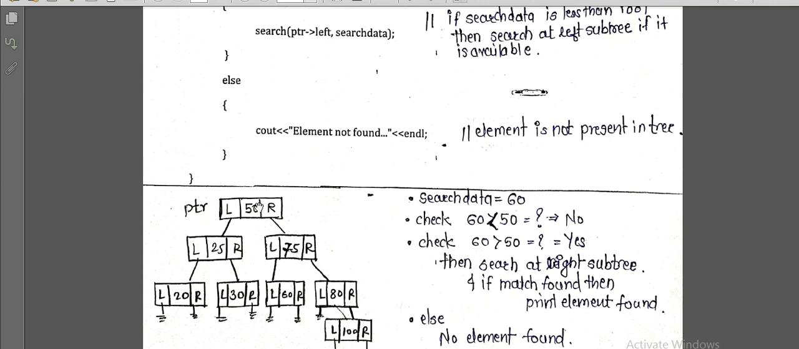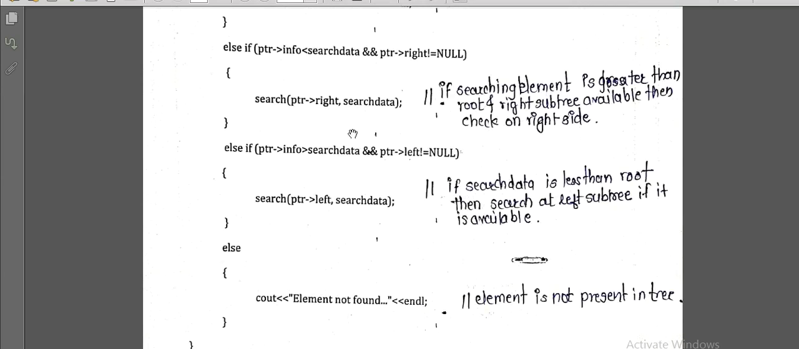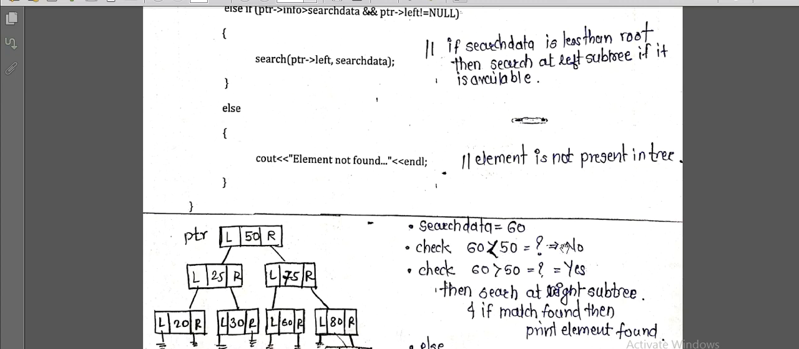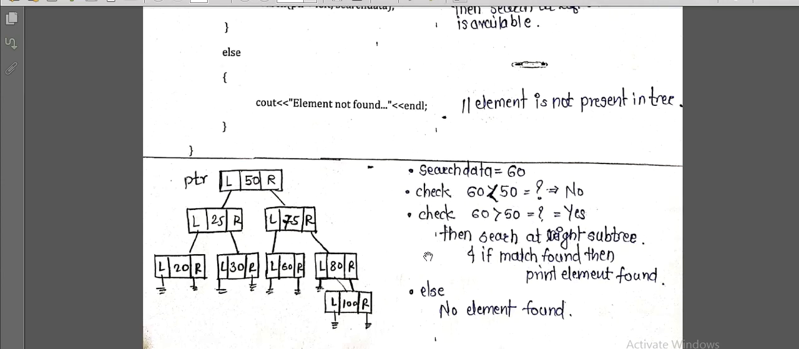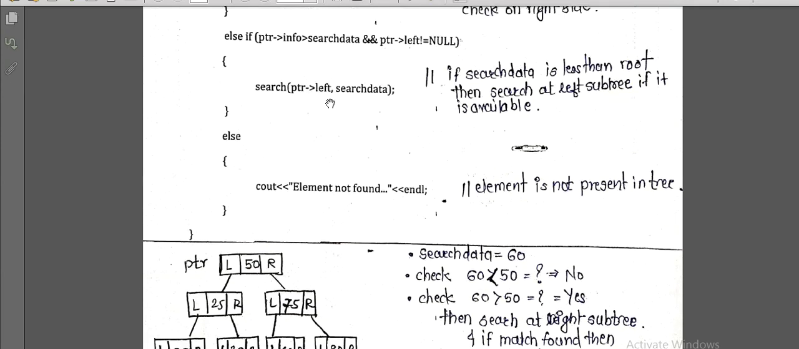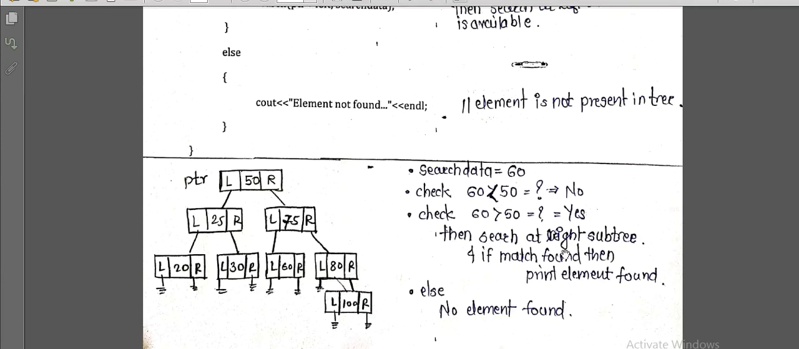Here we will check first whether 60 is less than 50. So the answer is no. In the first case it is not satisfied because 60 is not less than 50. So we have to check for the next condition: 60 is greater than 50, means here yes, 60 is greater than 50. Then the answer will be yes. Then we have to search at the right subtree. So we are moving to the right subtree, and if a match is found, then we have to print that element. Again we'll come to 75, then we'll check whether 60 is less than 75. Yes, then we need to search at the left subtree of 75, likewise.